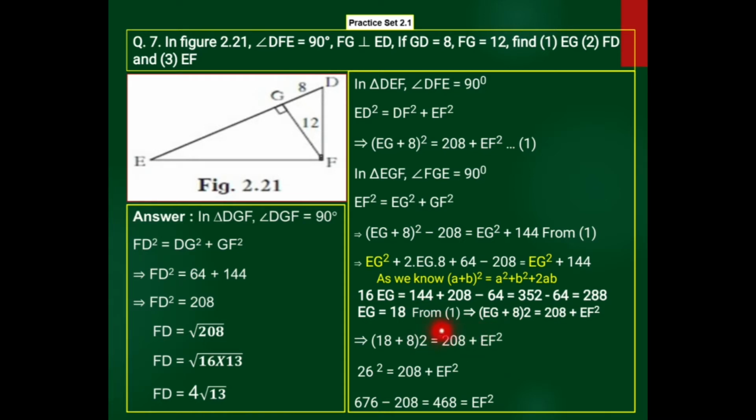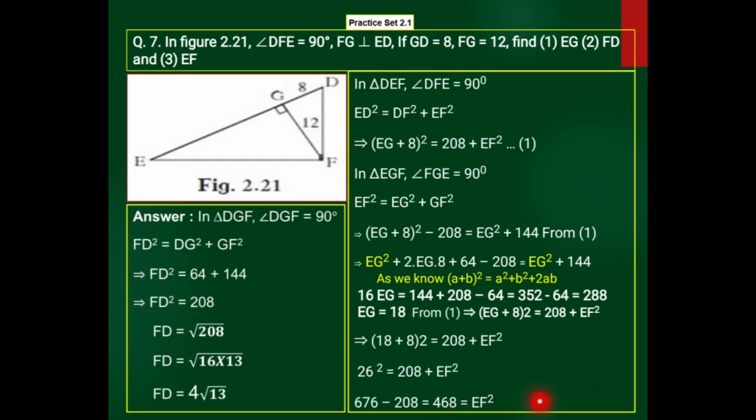Now substitute the value of EG. So we substitute the value of EG as 18. We get 18 plus 8, its square, equals 208 plus EF square, that is from equation 1. We substitute this value of EG in equation 1 and we get the value of EF. After substituting, we get 18 plus 8, that is 26. Its square is 676, and after transferring 208 to the left hand side, we get 468 equals EF square.